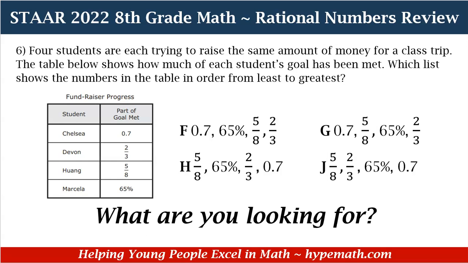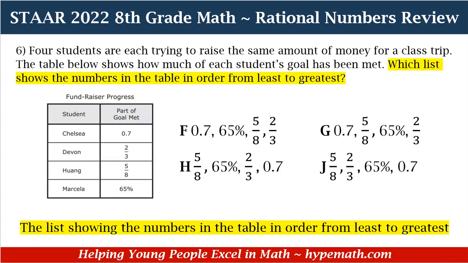Yes, what are we looking for? Okay, we are looking for the list showing the numbers in the table from least to greatest. Again, that means the smallest number to the largest number. Okay, that is what least to greatest means.